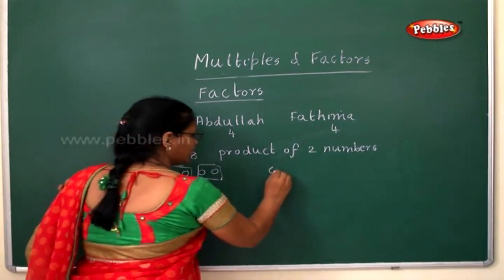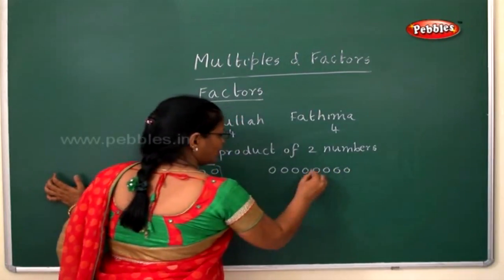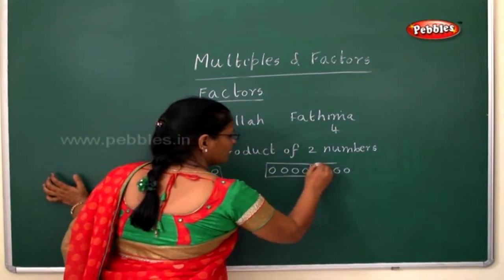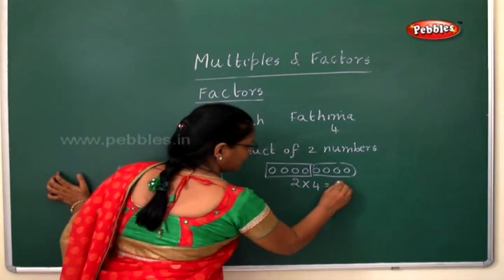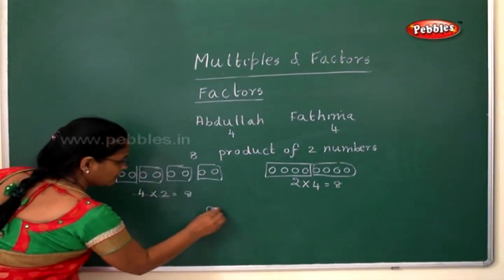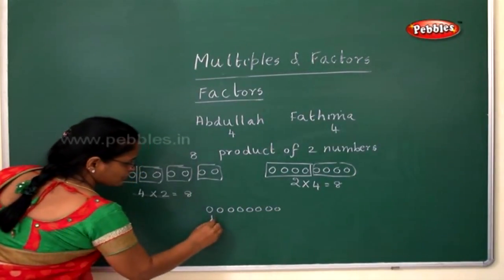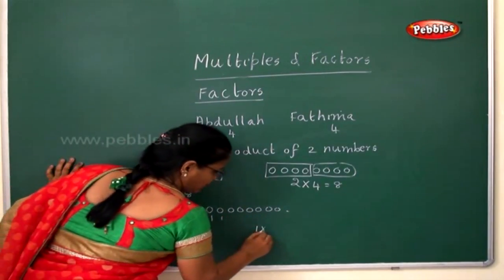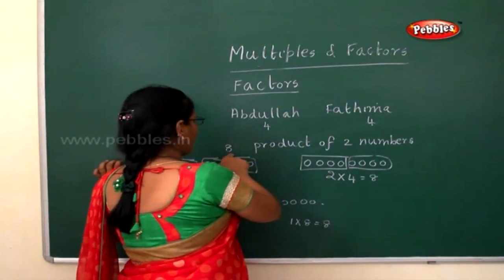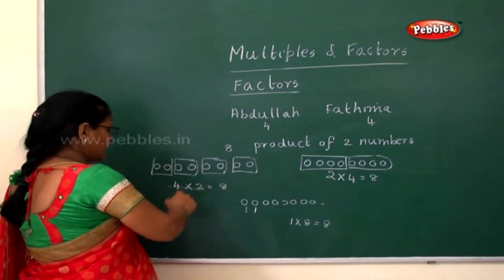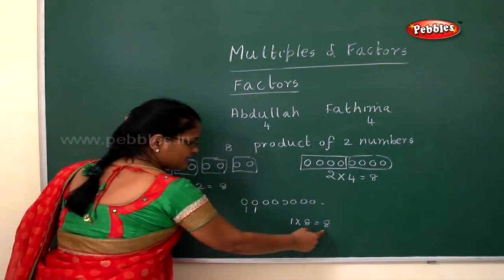Now another way she did it: 2 into 4 is 8. Another way: she just took one biscuit, that is 1 into 8 is 8. See what Fatima did for the product of number 8. She started writing 4 2s are 8, 2 4s are 8, 1 8 is 8.